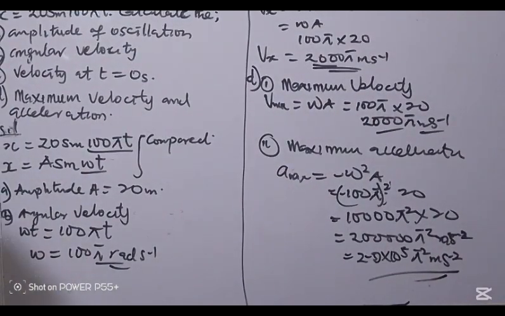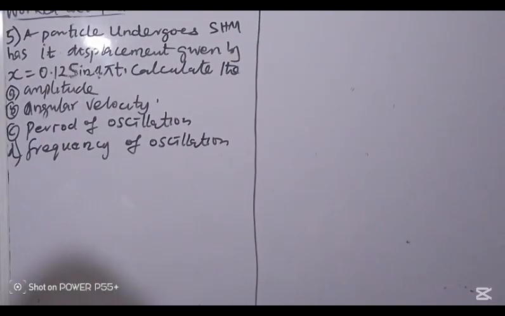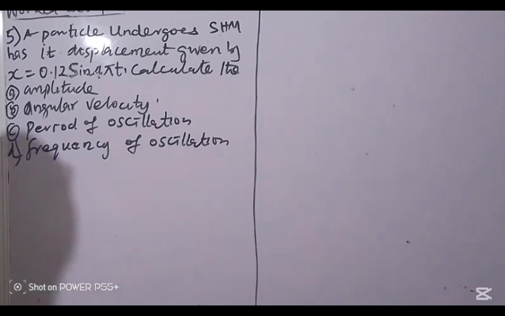Now let's take this one as example 5. A particle undergoes simple harmonic motion as its displacement is given by s is equal to 0.12 sine 4 pi t. Calculate A, amplitude, B, angular velocity, C, period of oscillation, D, frequency of oscillation.